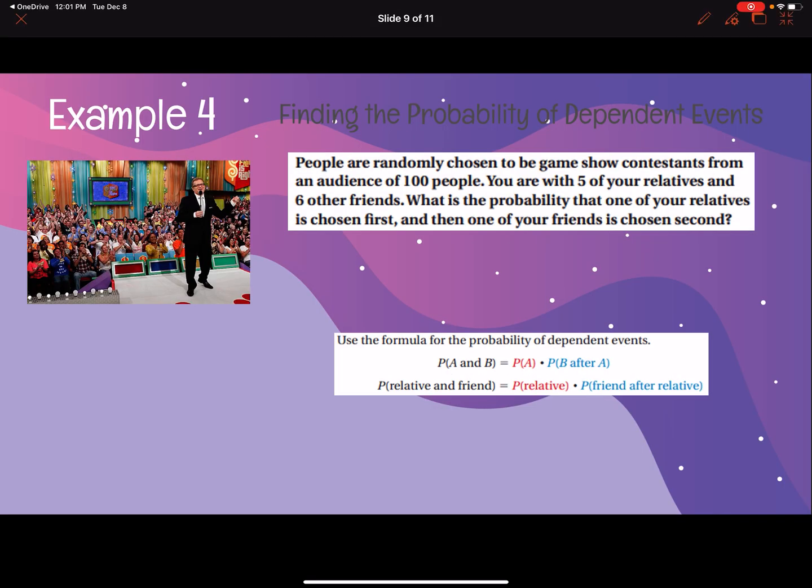Example 4. Now we've got an example where we are looking at dependent events. People are randomly chosen to be game show contestants from an audience of 100 people. You are with 5 of your relatives and 6 other friends. What is the probability that one of your relatives is chosen first and then one of your friends is chosen second? So, now, these two events can impact each other. So the second event is going to change based on the probability of the first event.